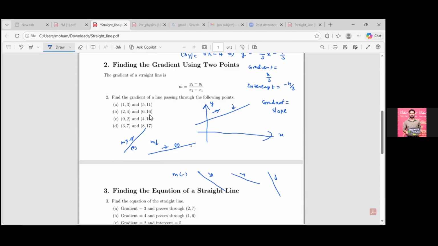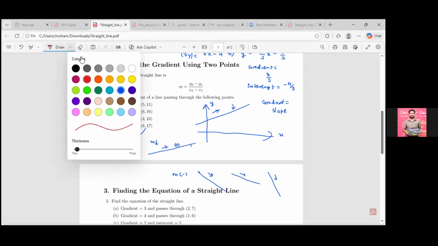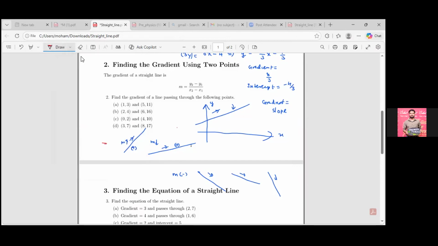So you should know this. You should know how the shape looks. If it is increasing like this, then the gradient will be positive. It has to be positive. And if the gradient is negative, or if the straight line is like this, the gradient is negative. So that's one point.